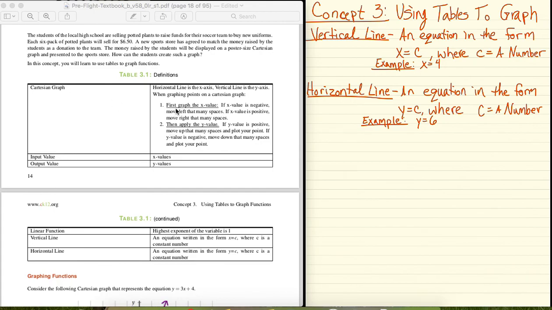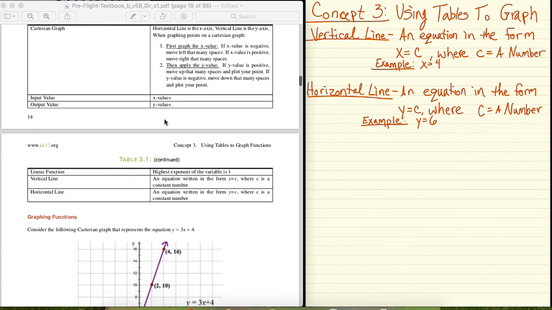But if you want to write down kind of the steps of graphing, you first graph the x value, then apply the y value. I'm going to go through kind of what that looks like versus this written definition, which is maybe a little bit more challenging to understand just by reading through it. So know that we'll be doing nothing but examples today of how to graph.